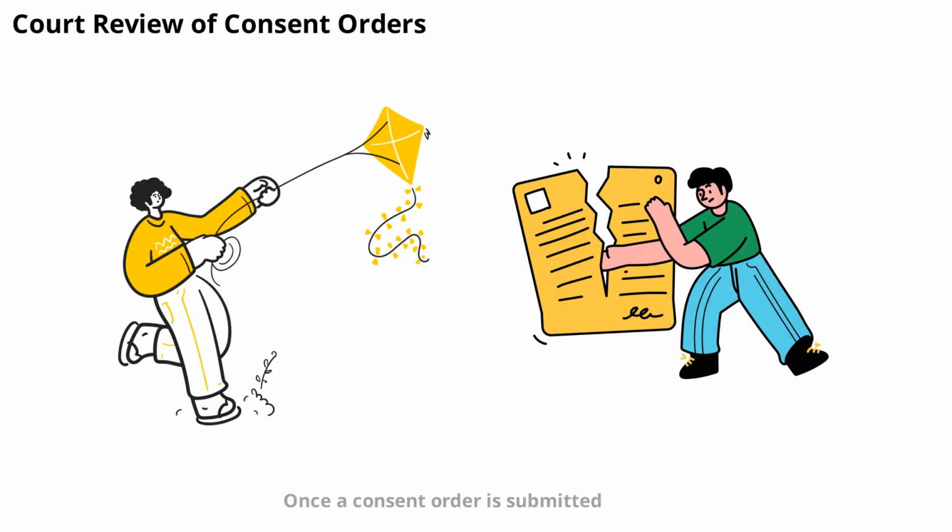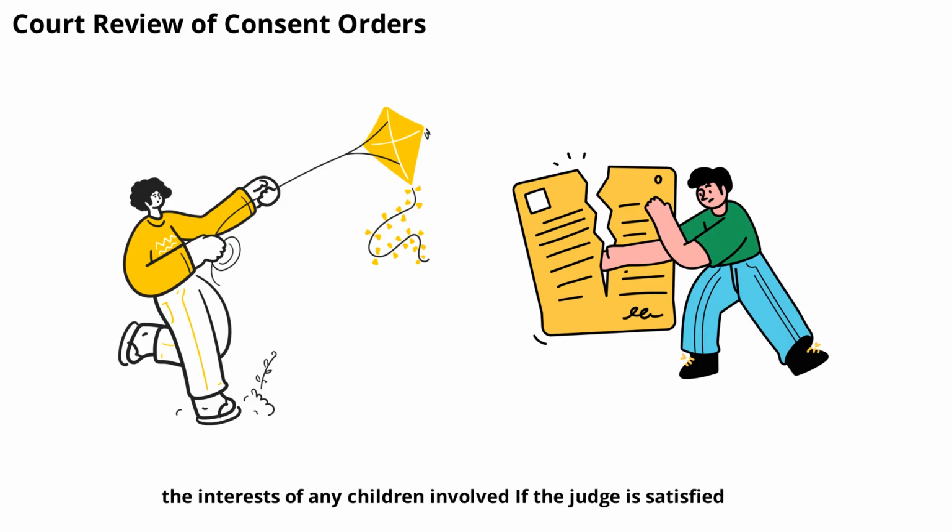Once a consent order is submitted, the court reviews it to ensure it meets legal standards. The judge checks that the terms are fair and that both parties understand what they're agreeing to. In family cases, the court pays special attention to the interests of any children involved. If the judge is satisfied, they approve the order and it becomes legally binding. If not, the court may request changes or clarification before approval.